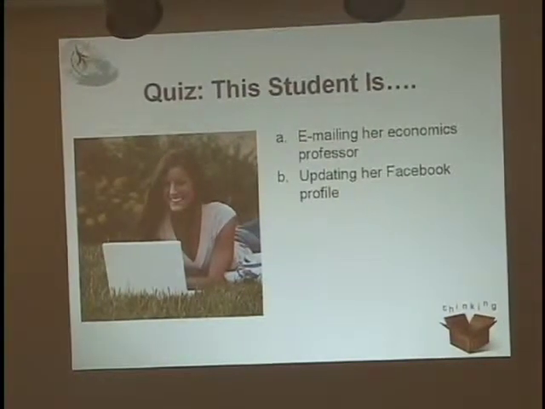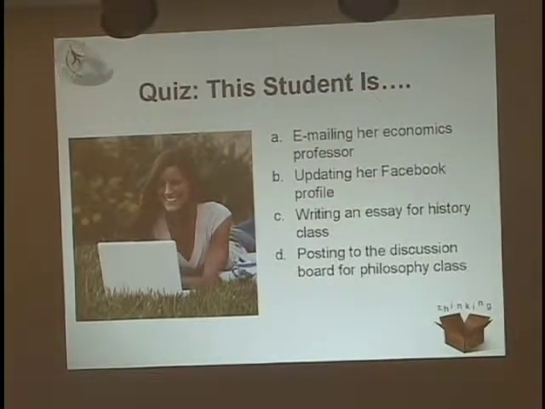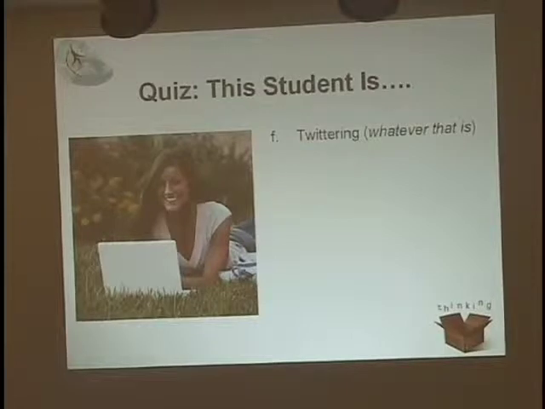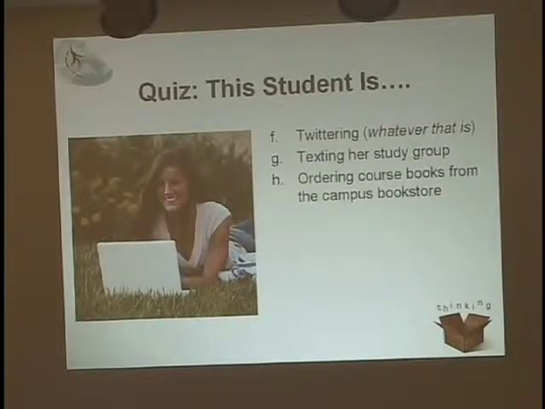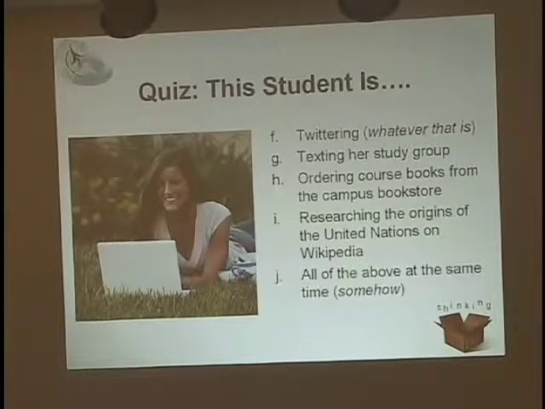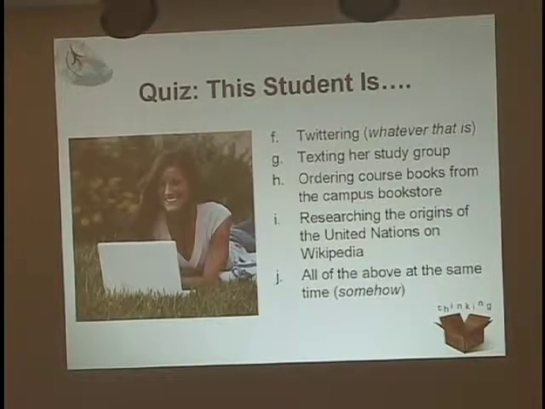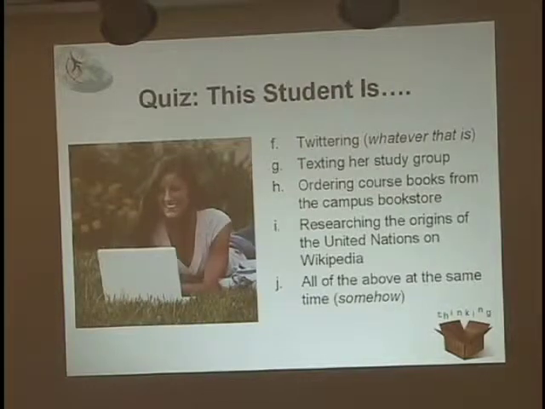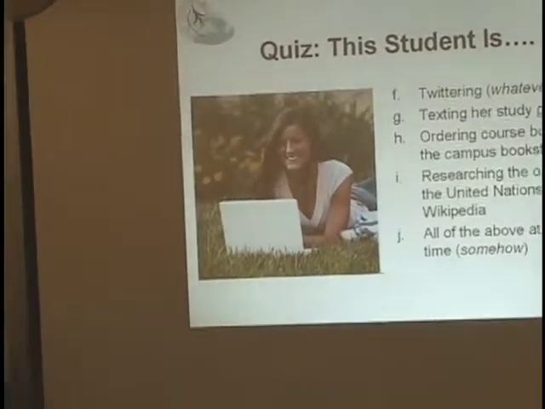So I'll begin with a quiz. I like quizzes. Is this student emailing her economics professor, updating her Facebook profile, writing an essay, posting to a discussion board, watching videos, or twittering, texting her study group, ordering course books, researching on Wikipedia, or all of the above simultaneously somehow? And the answer is probably J. The ability of young people today, and even old folks like myself, to multitask, I never could have imagined 10 or let alone 20 years ago.